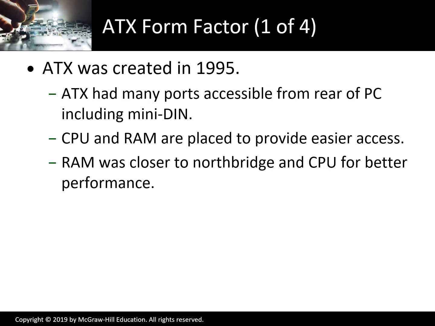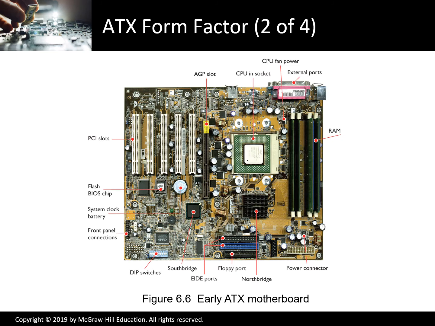Even though the electrons are going back and forth at the speed of light, if they're going 6 inches, a billion times a second, you need them to be closer. It will make it faster. There we go. Now here's a look at an early ATX motherboard.